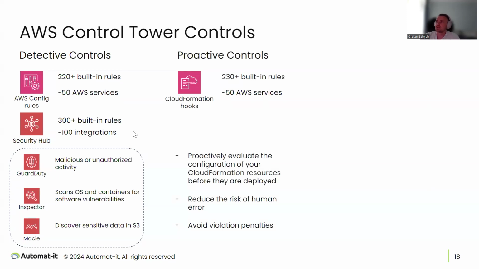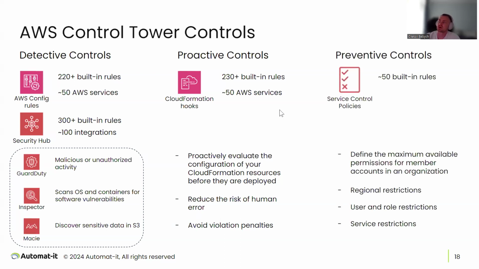The second type of controls is proactive. It's built on CloudFormation hooks. There are more than 200 built-in rules. These controls make sense only if you are using CloudFormation for deploying your infrastructure. And you can proactively evaluate your CloudFormation templates before they are deployed. You can reduce the risk of human error and avoid violation penalties.